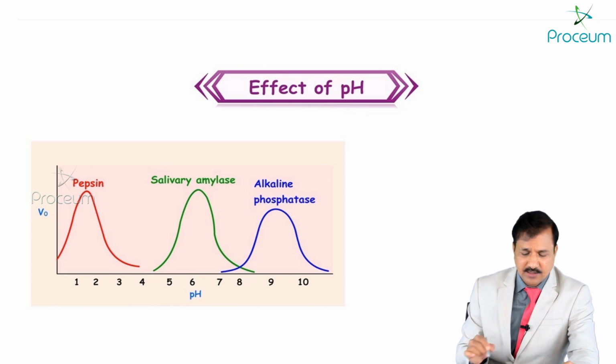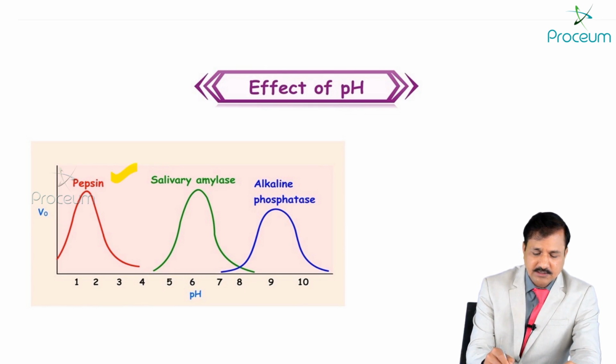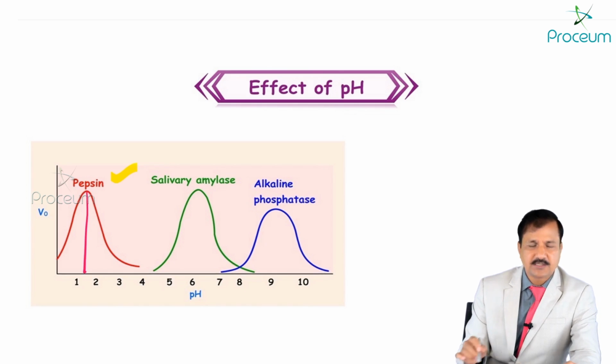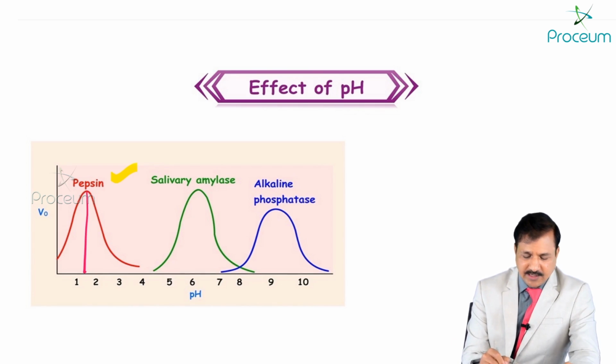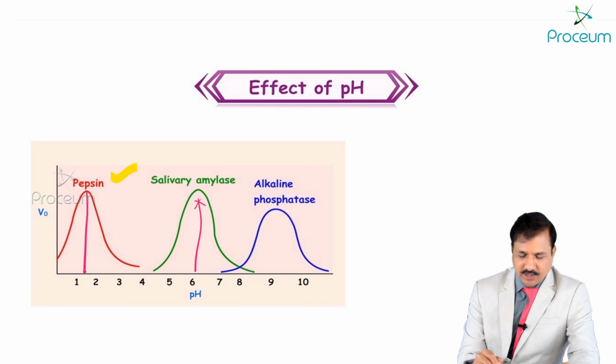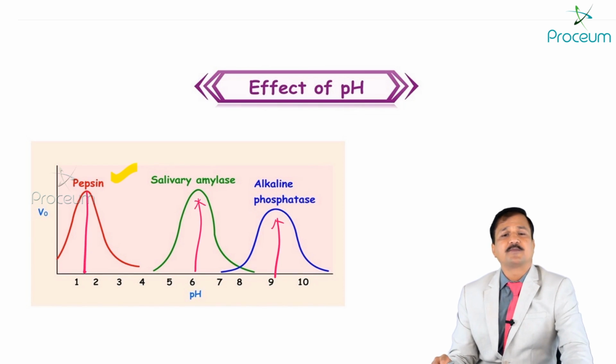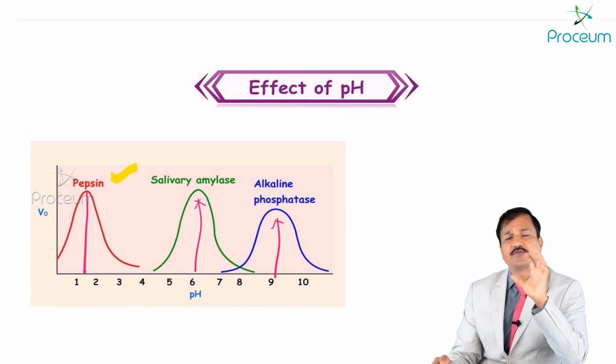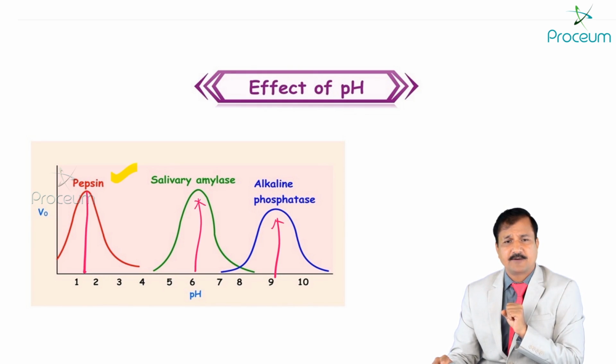As you see here in the figure, pepsin, which is active in acidic pH, has a pH optimum around 2, whereas salivary alpha amylase has a pH optimum around 6. Alkaline phosphatase, as the name says, has a pH optimum around 9. Like this, different enzymes have their own different pH needs, according to the ionization status of certain critical amino acids present in the active site.